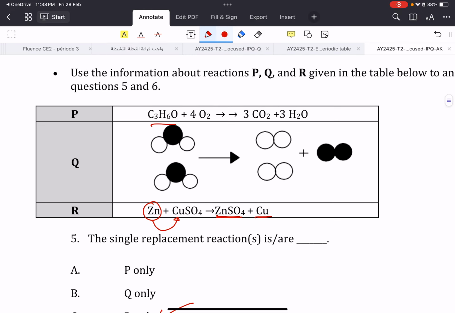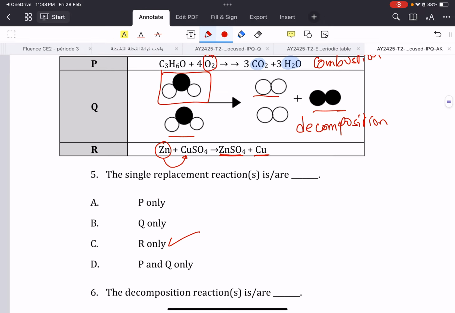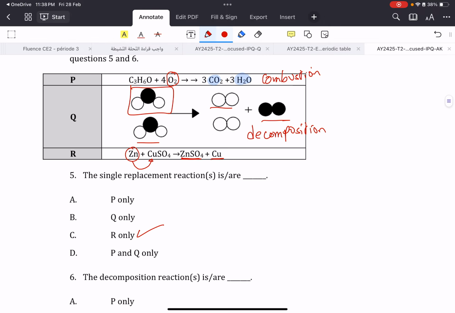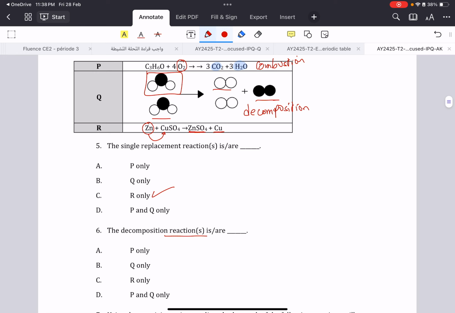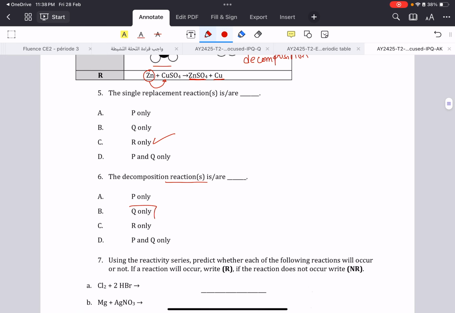Whereas the first one, this molecule is divided into two. So here I have a decomposition reaction, and this one, a substance added to O2, and particularly I have the product CO2 and H2O, then this one is definitely a combustion. So the single replacement is just R, and the decomposition is Q.